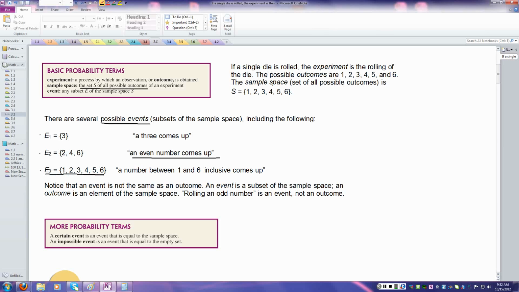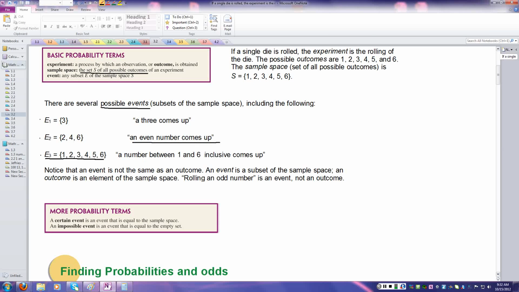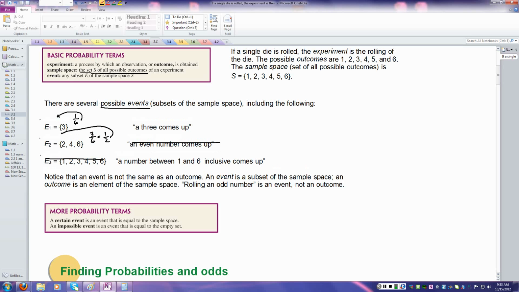There's a 100% probability that E3 is going to happen, if this makes sense. So we'll get into more of calculating this. You know, there's a 1 in 6 chance that E1 is going to happen. There is a 3 in 6 or 1 in 2 chance that when I roll my dice, I get an even number. So there's a 3 in 6 or 1 in 2 chance that E2 is going to happen. And then there's a 6 in 6 or 1 chance that E3 is going to happen. And this is called a certain event.